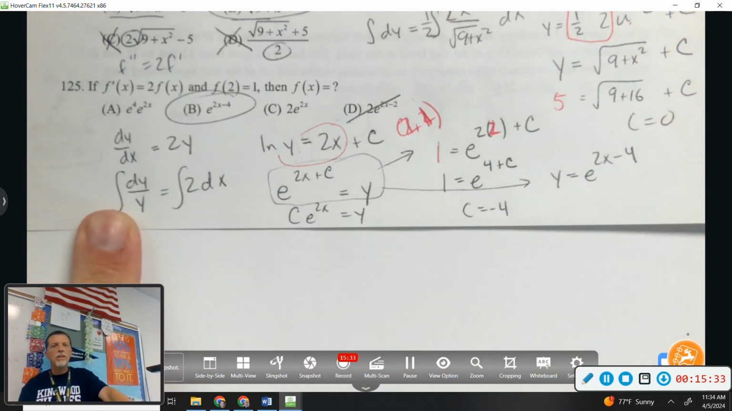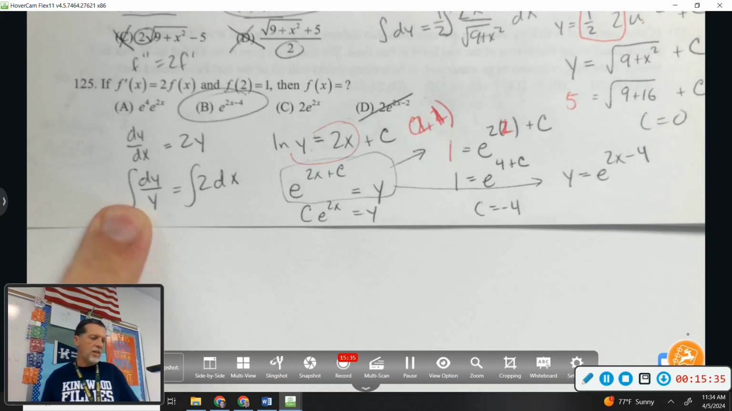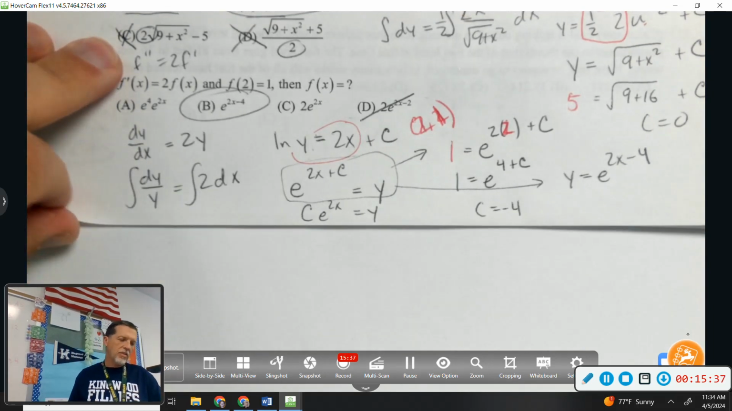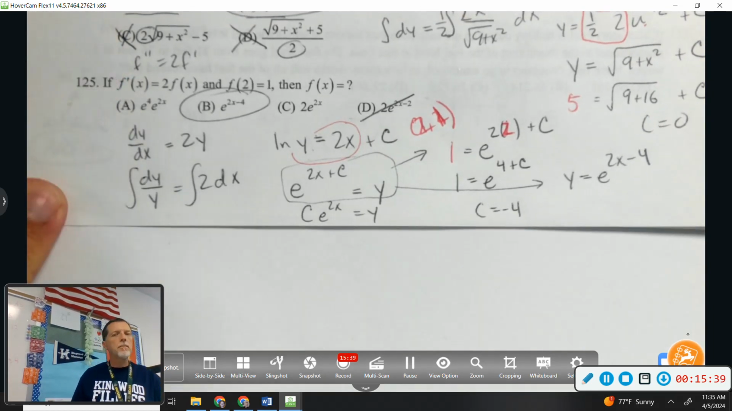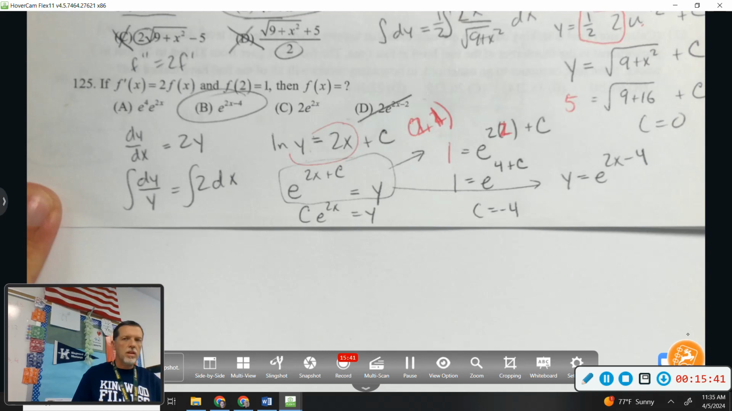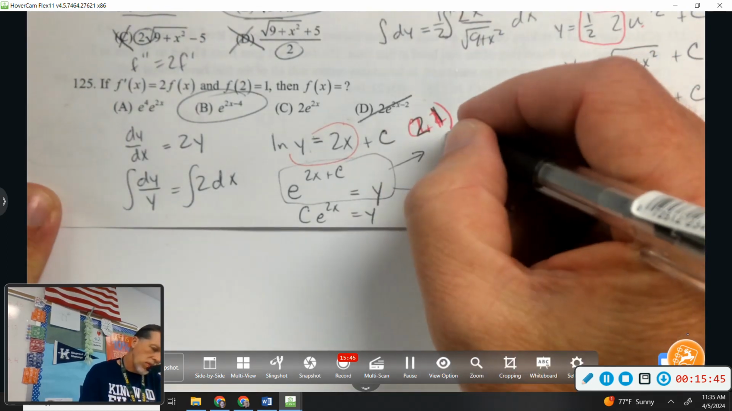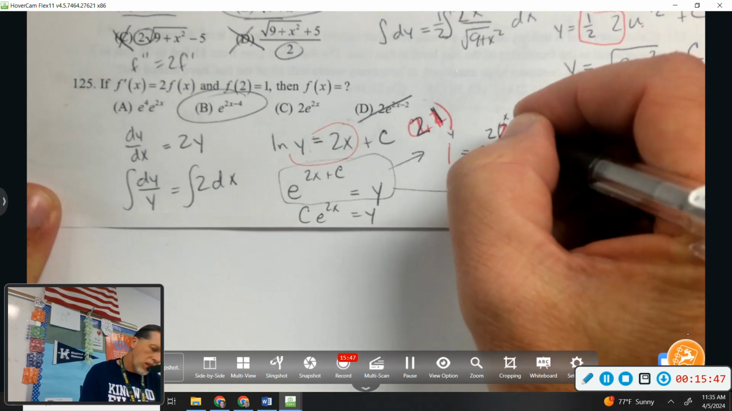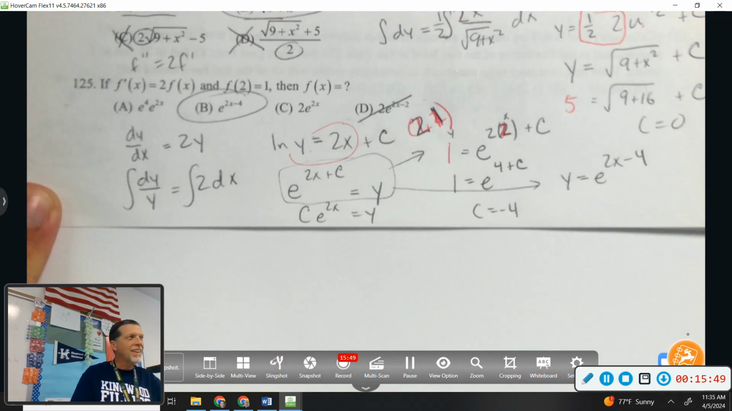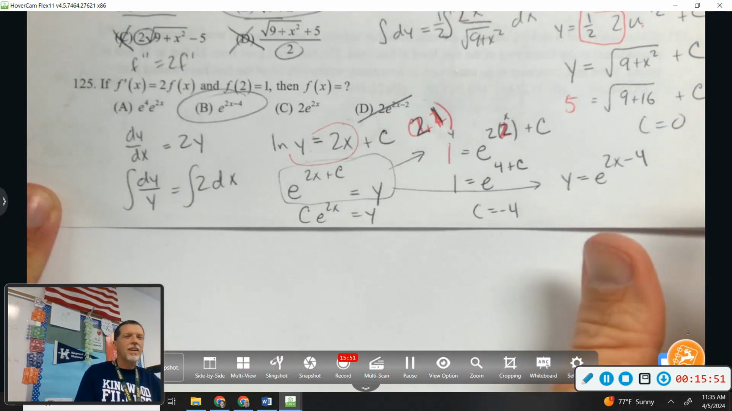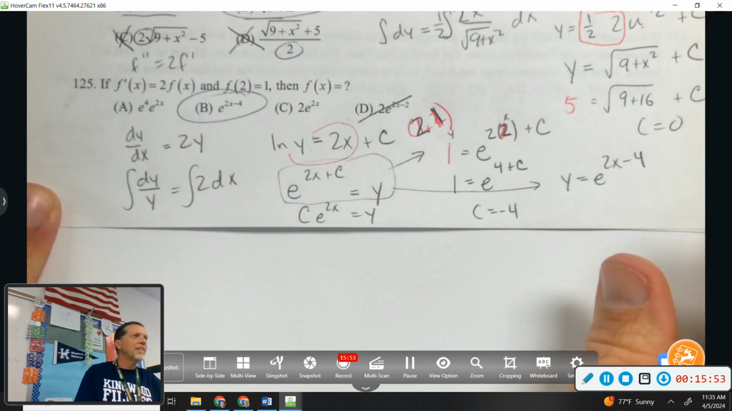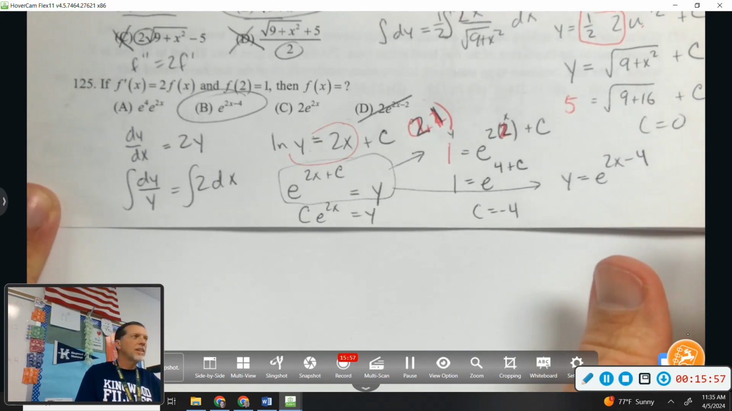Goodness, that one had all 3 steps, right? Separate, integrate, solve for c. You plug the x's and y's in.